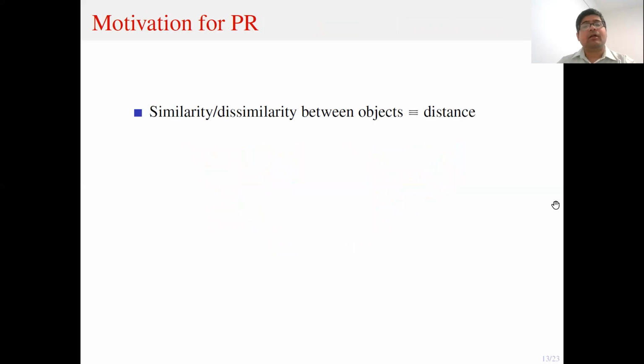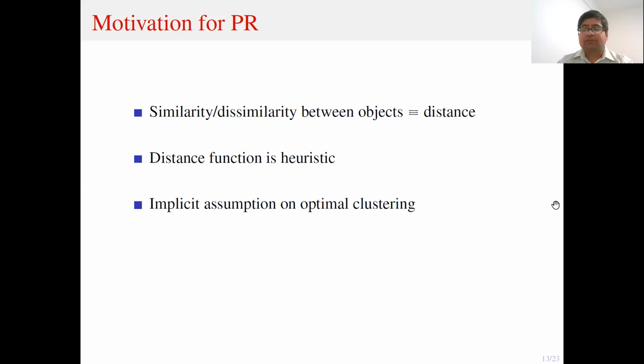Now, let me give you some motivation for perturbation resilience. Note that in an actual clustering problem, we are given a collection of objects that we would like to cluster. Thus, we need to come up with a measure of similarity or dissimilarity between the objects at first. And this notion of similarity is captured by a distance function. However, it is not easy to find the true distance function between the objects. So we use a heuristic distance function and hope that we can still retrieve the natural clustering using this heuristic function. But then we have an implicit assumption that any optimal clustering is insensitive to a small perturbation of the distances. And the perturbation resilience condition is a formal way of making this assumption explicit.